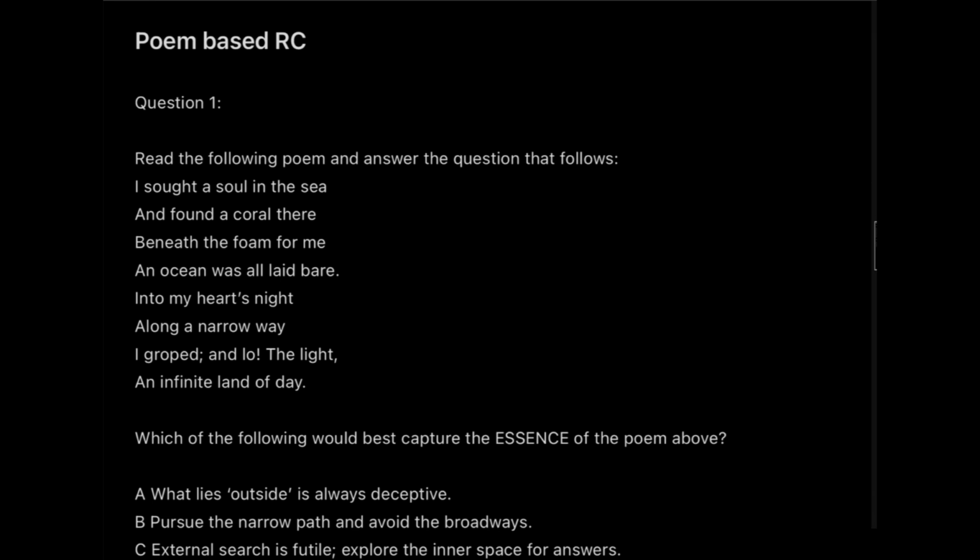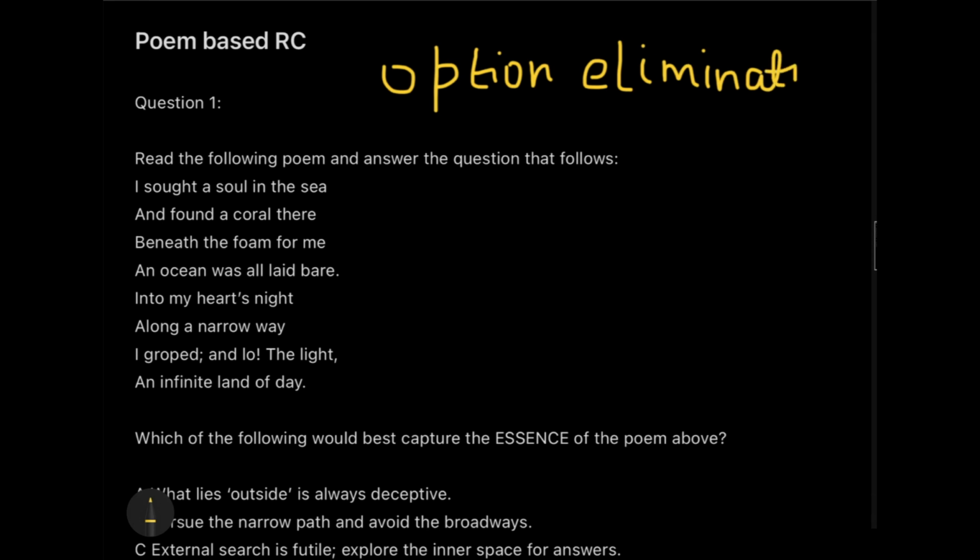So the method which will save us from all these poem based RCs is option elimination. Yes, this has always been my brahmastra, which I call a very important and very effective method of getting the answers right. Option elimination, if you know how to apply it correctly, you can really answer all the questions correctly.